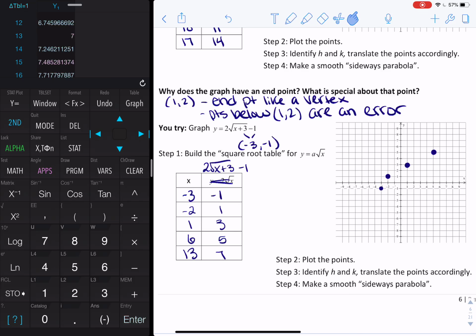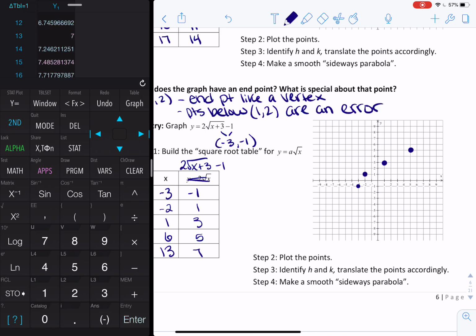And, well, I could try to get 13 and 7. That's like right over here-ish. And then go ahead and we'll make our curve. And there we go. We're done.